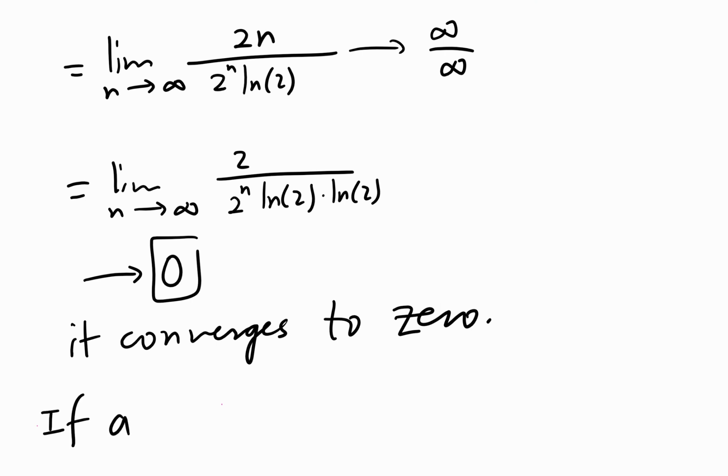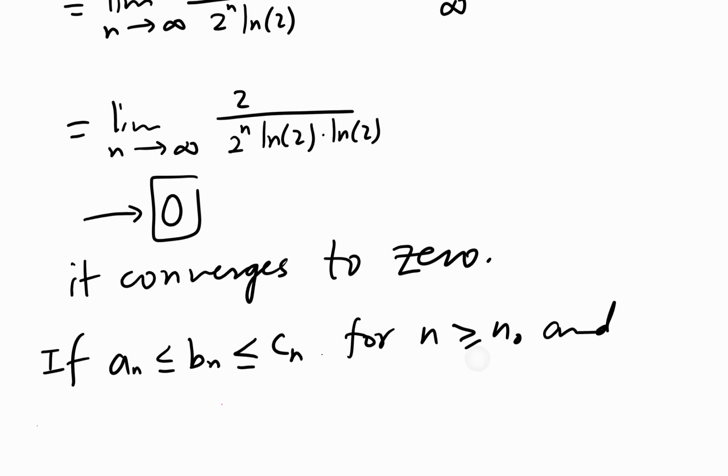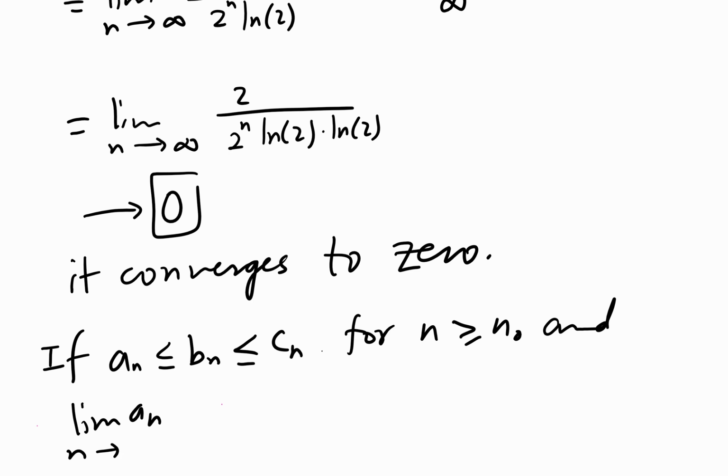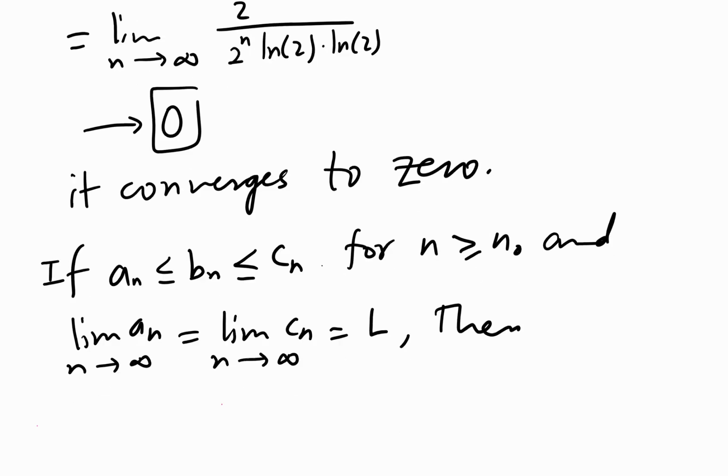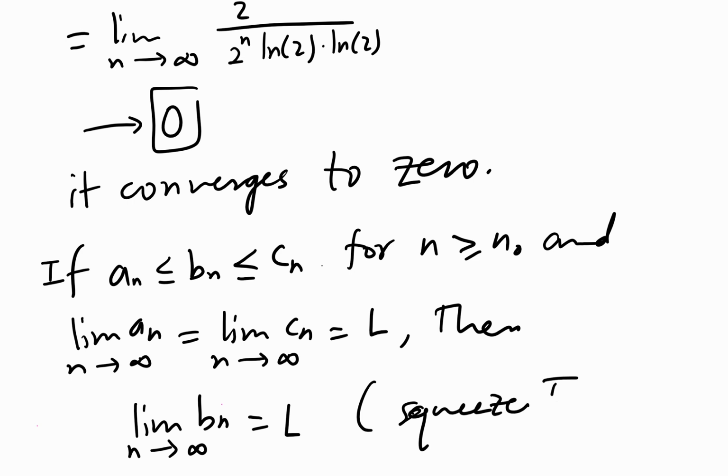Now if we have a sequence a_n less than or equal to b_n less than or equal to c_n for some n bigger than or equal to some n0, where n0 could be any positive number, and the limit of a_n as n approaches infinity equals the limit of c_n as n approaches infinity, and let's say that gives me L, then the middle one, the limit of b_n as n goes to infinity, is L. That's what we call the squeeze theorem for sequences, the same one we introduced for functions back in Calc 1.